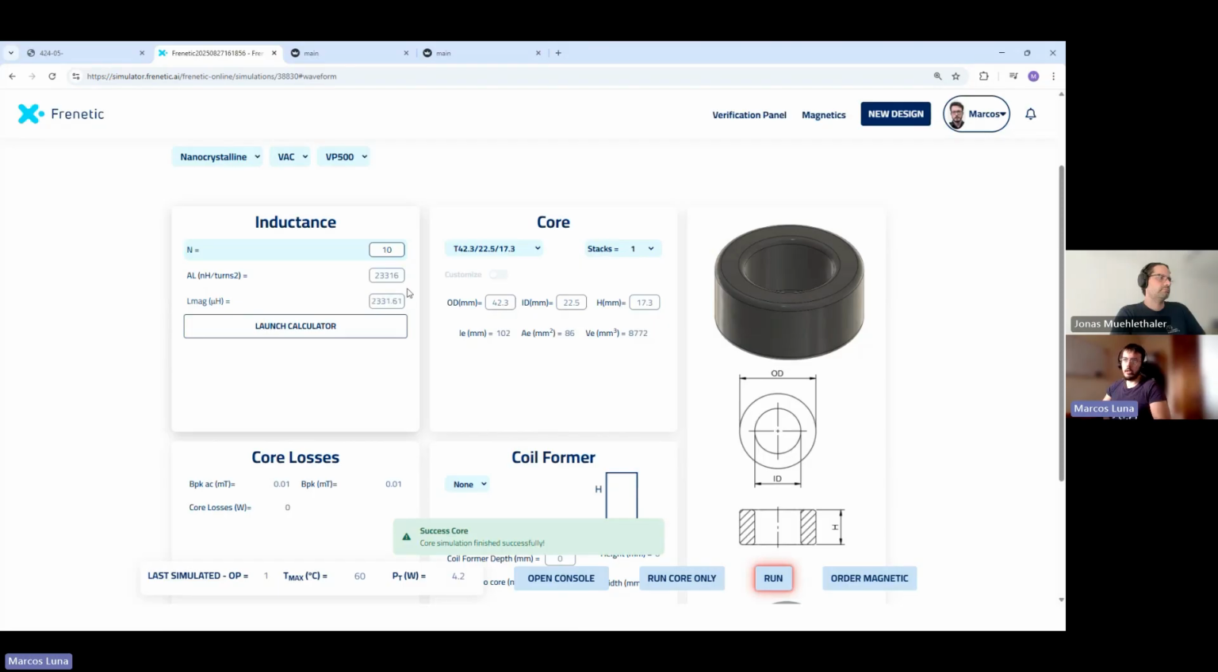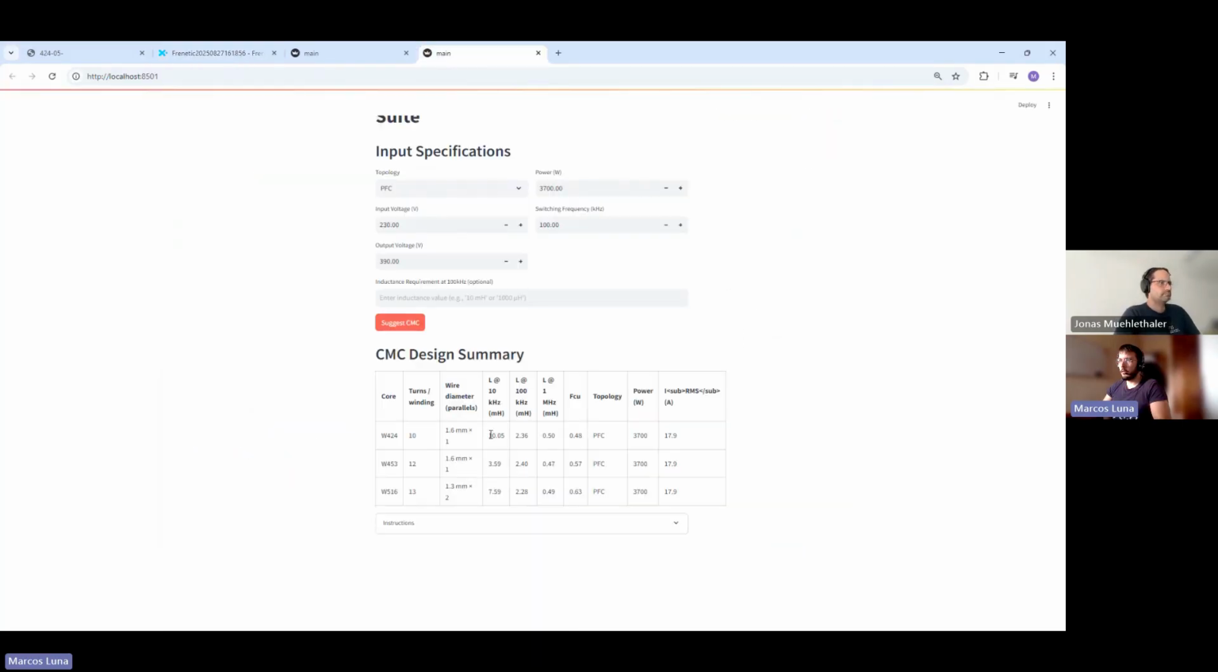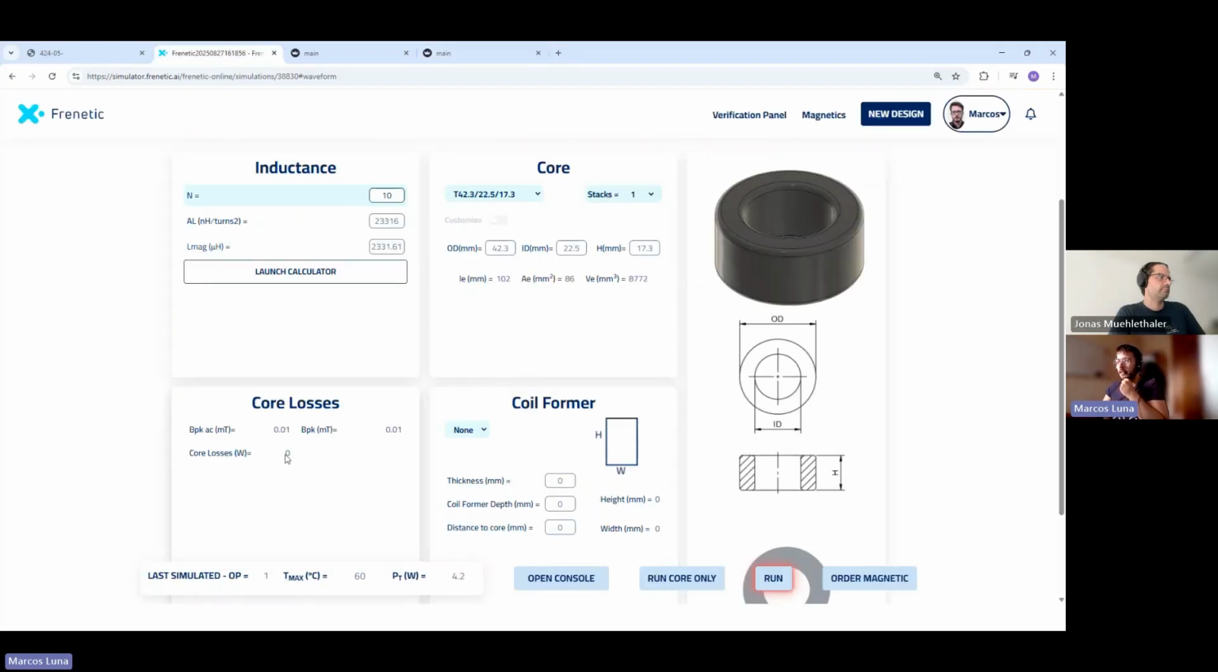here is more or less the inductance that we are looking for at 100 kilohertz, but this inductance is a fixed value. So please consider this inductance as the final inductance, the one that is provided by the dataset of the material and of the core. And here, as you can see, the magnetic flux density is practically neglected and it's 0.